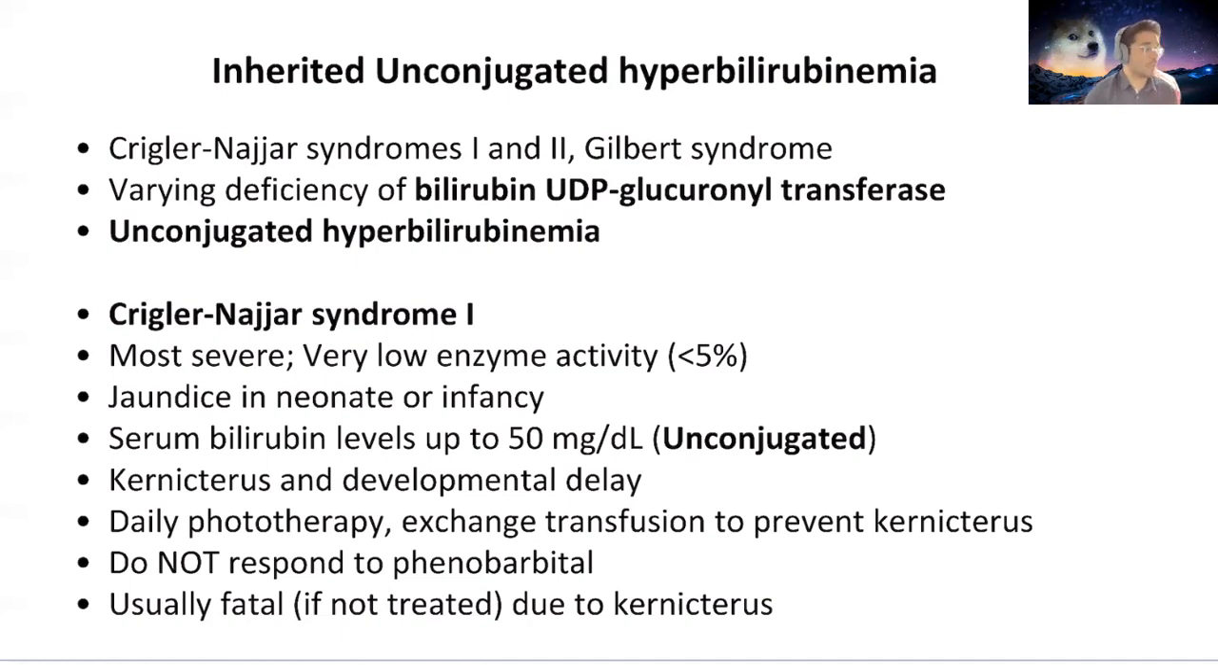It's the most severe. They basically have absolutely none of the essential components of the UGT, right? They have no UDP glucuronosyltransferase enzyme. So they don't respond to any sort of drug that you throw at them. They don't respond to phenobarbital. So I would also know this as a tool, that the physician might give them phenobarbital and it's not going to do anything. And usually it's fatal if not treated due to kernicterus.